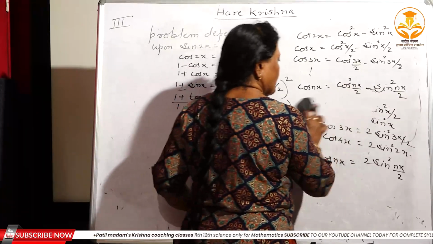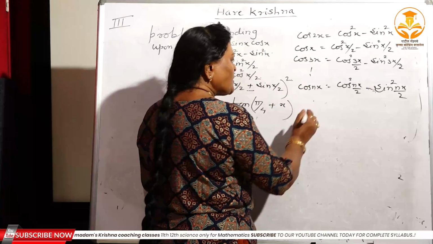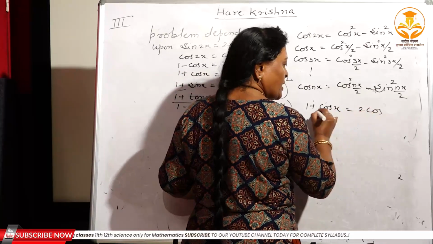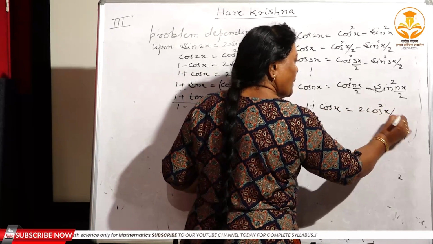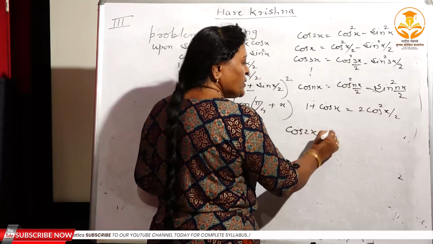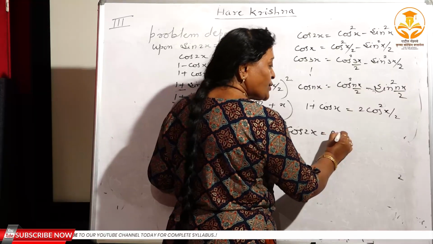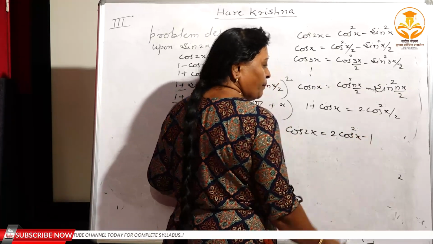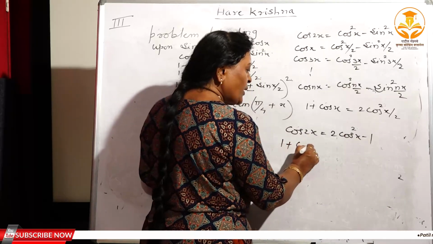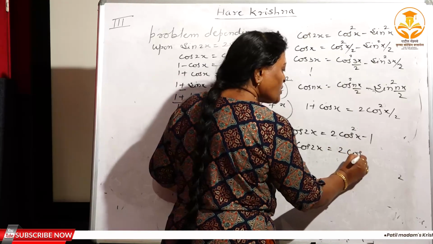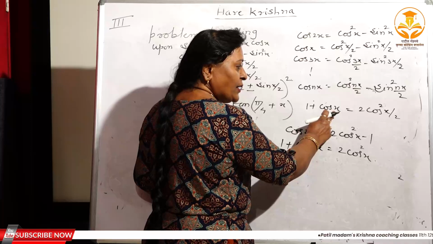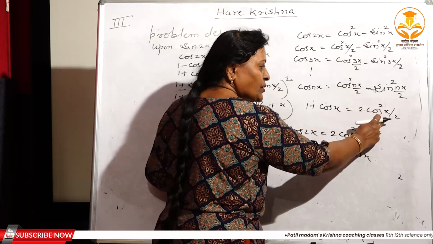Similarly, 1 plus cos x, again the second evergreen formula. Whenever there is a plus, it is cos: 2 cos square x by 2. This formula again we find from cos 2x. The third formula of cos 2x is 2 cos square x minus 1. If you transfer the minus 1 to this side, 1 plus cos 2x is equal to 2 cos square x. Therefore, if there is a 2x, then this is x. If there is an x, 1 plus cos x is 2 cos square x by 2.